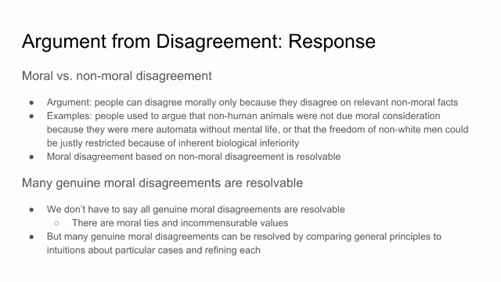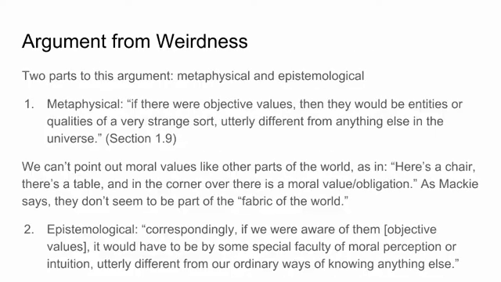Maybe trade-offs between liberty and security can't really be resolved, because there's not really a common measure between liberty and security. In those kinds of cases, we might just say that those are genuine moral disagreements about liberty versus security, but at the end of the day, they're not resolvable. But what we can say, according to Brink's argument for realism, is that a lot of genuine moral disagreements really can be resolved, and have been resolved historically, by comparing the general principles we accept to intuitions about particular cases and refining each in turn. So that is the argument from disagreement.